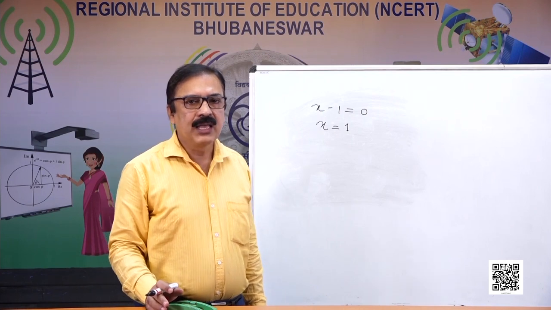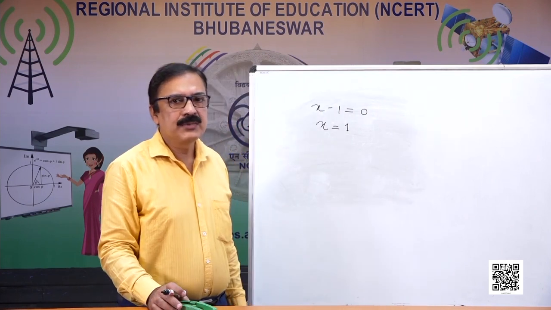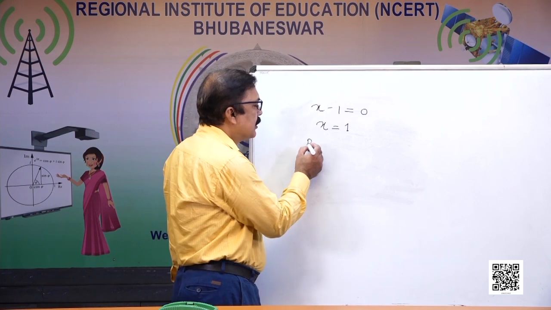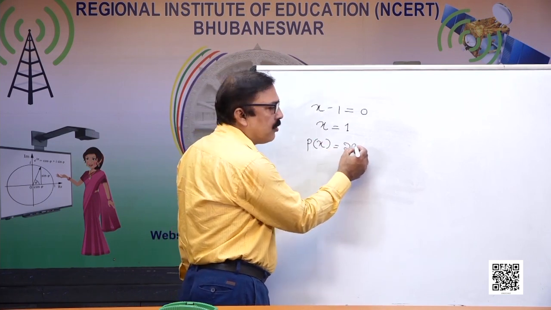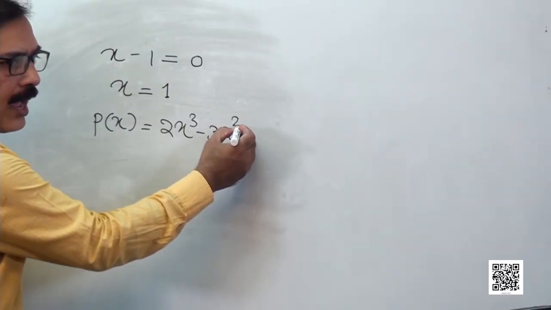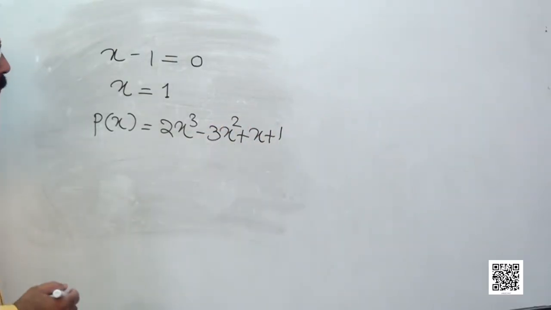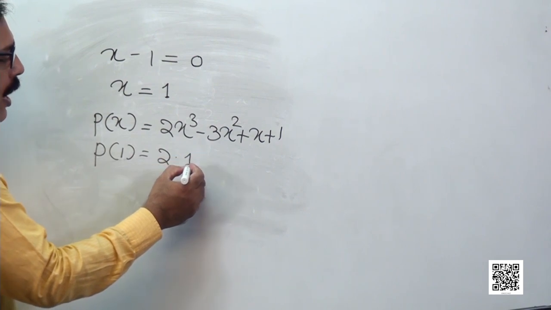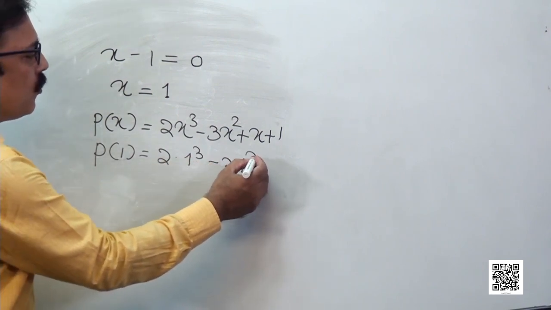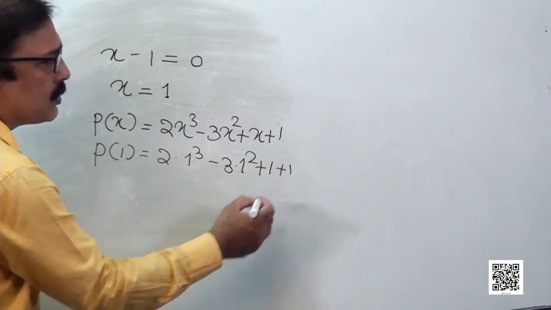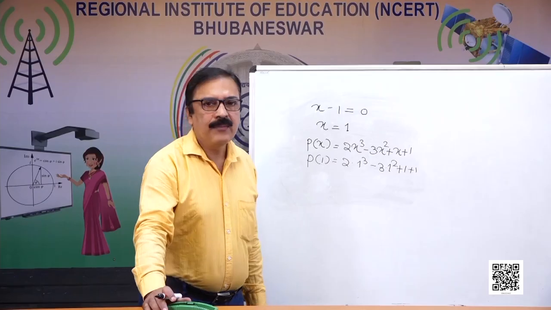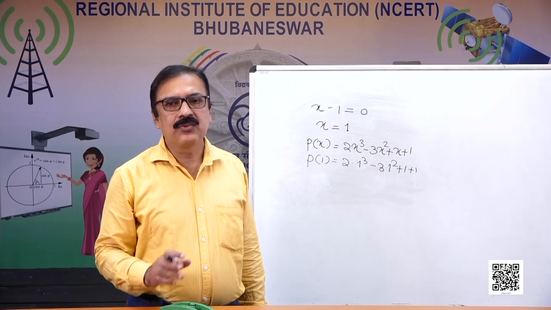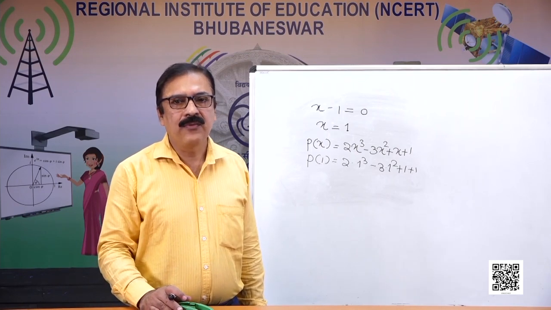Let's evaluate the given dividend for the value of x at 1. So px as given is equal to 2x cubed minus 3x square plus x plus 1. So p1 becomes 2 into 1 cubed minus 3 into 1 square plus 1 plus 1. So what do we get from this calculation? We get 2 minus 3 plus 1 plus 1, that is 1.